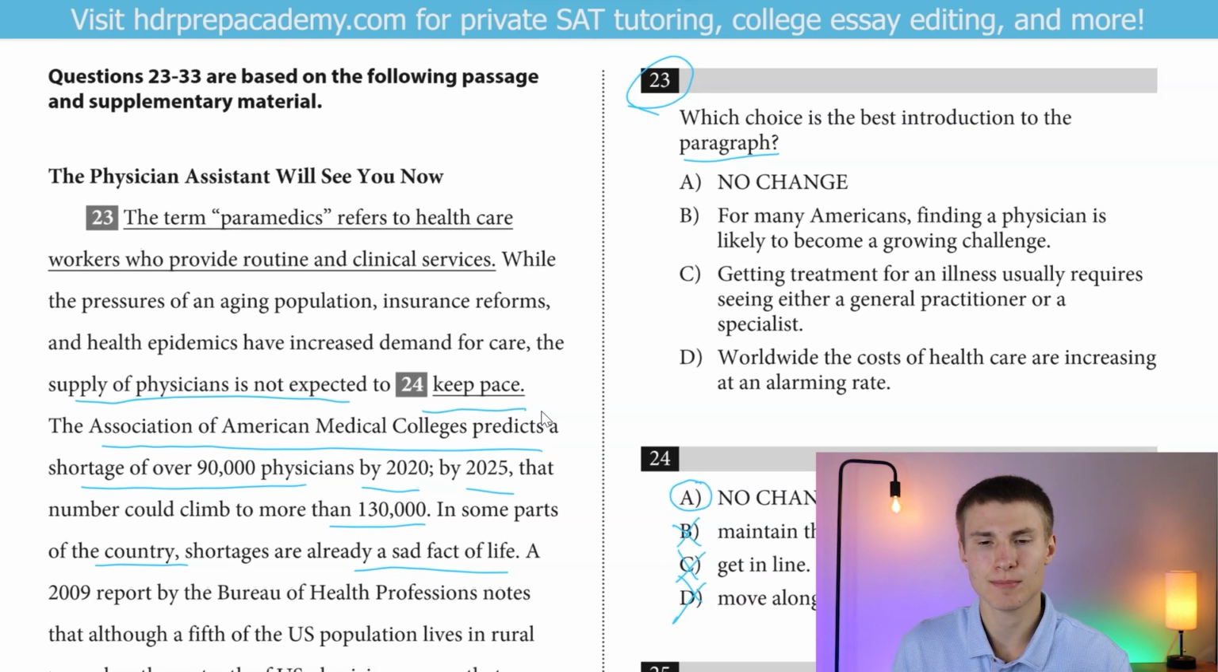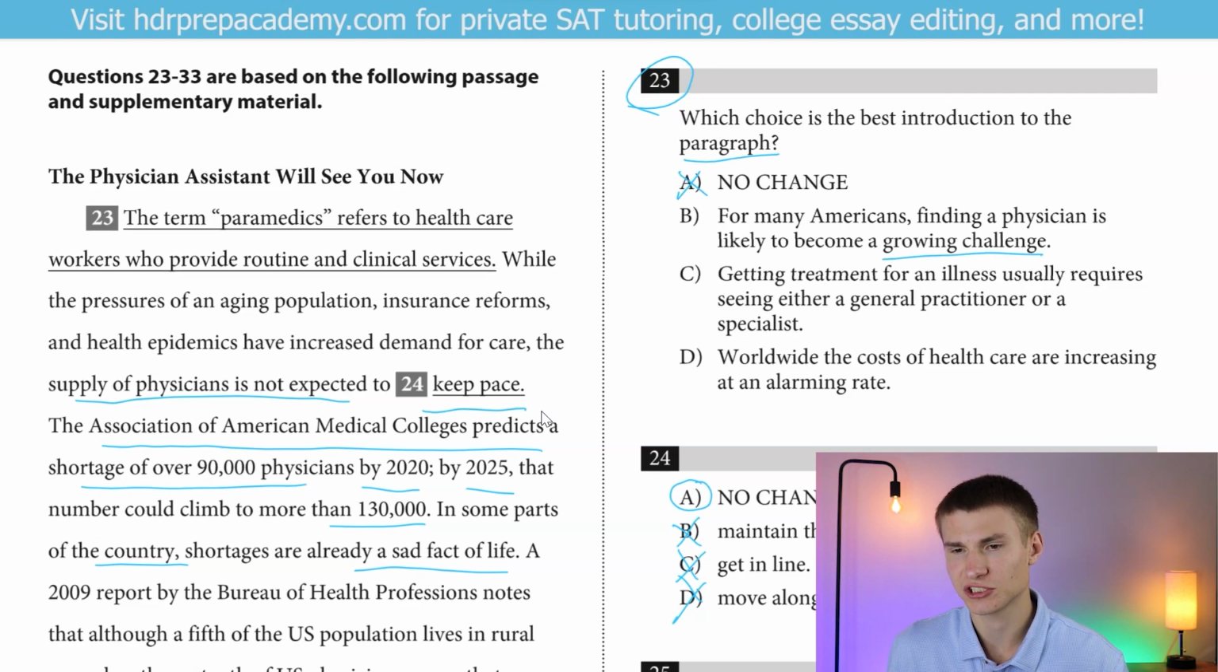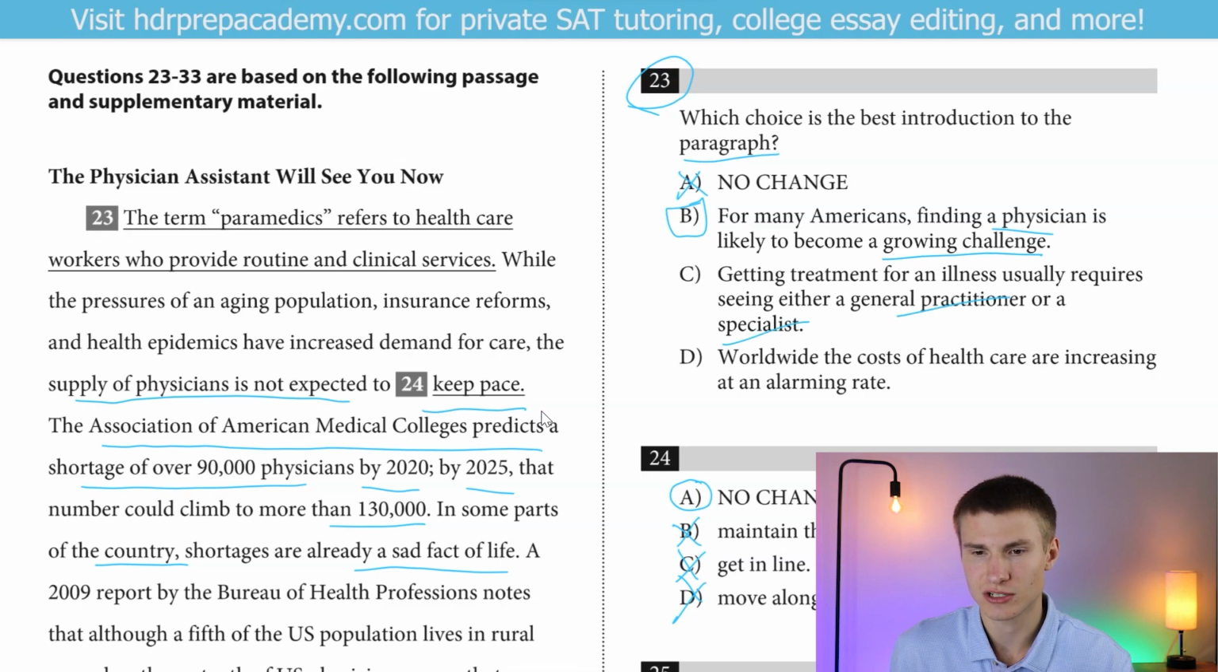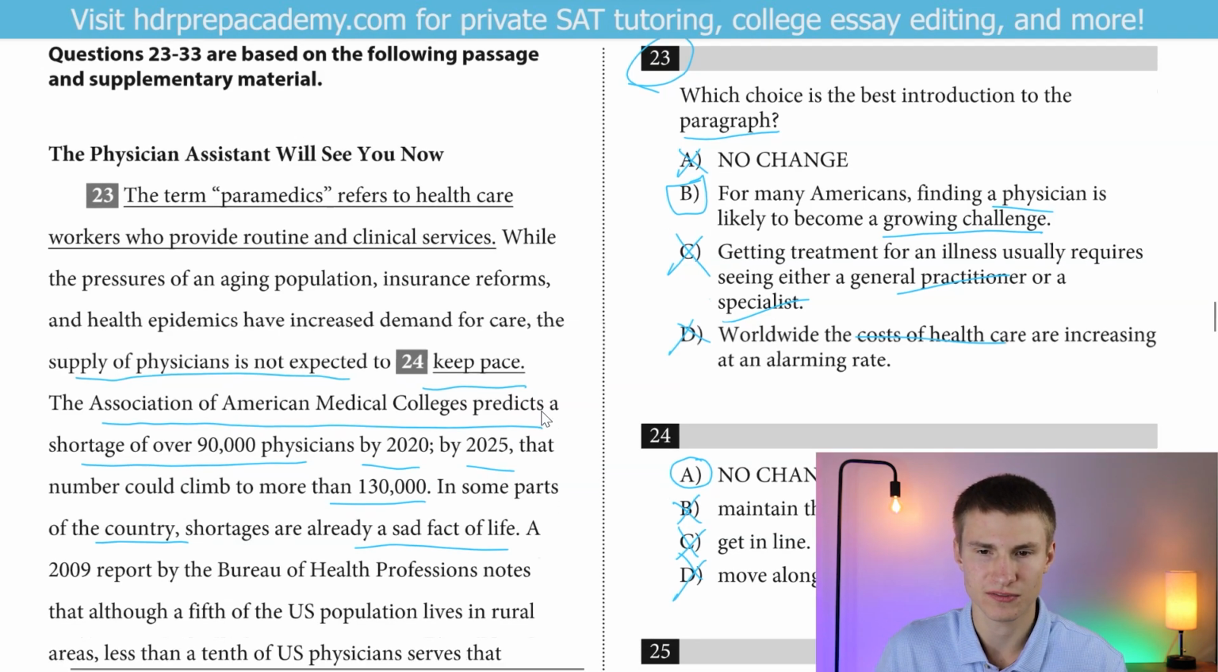So we have option A, the term paramedics refers to healthcare workers who provide routine and clinical services. No. B, for many Americans, finding a physician is likely to become a growing challenge. Yes. Why? Because we're going to face these shortages of physicians. Okay, so the B makes perfect sense to introduce this passage. Option C, getting treatment for an illness usually requires seeing a general practitioner or a specialist. That's not directly related to what this paragraph and what this passage is about. Option D, worldwide the costs of healthcare are increasing at an alarming rate. We're not really concerned about costs here. We're concerned about the number of physicians.